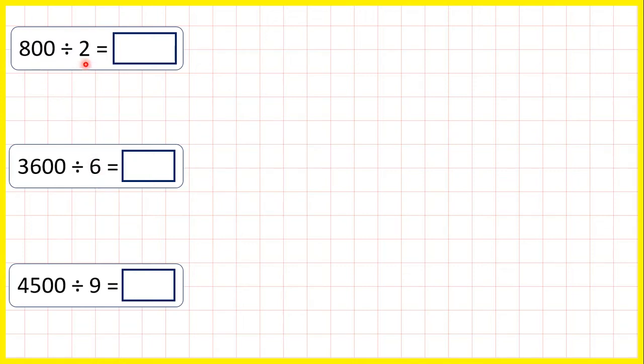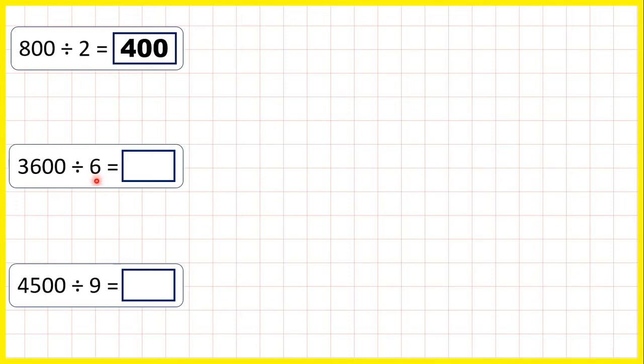800 divided by 2 is 400. And that's because 8 divided by 2 is 4, because 4 times 2 is 8. Then, if we have 2 end zeros in the dividend, we need 2 end zeros in the quotient.